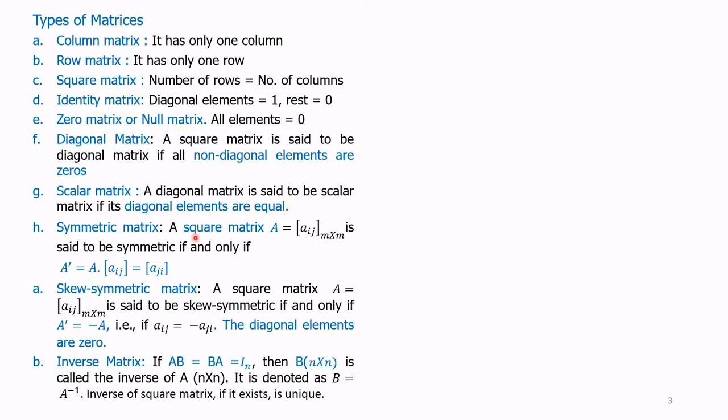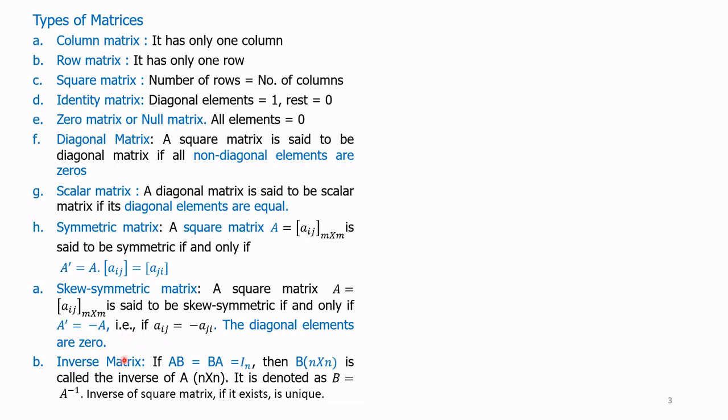Next is symmetric matrix. A square matrix is said to be symmetric if A dash is equal to A. That is aij is equal to aji, small a, that is elements. Skew symmetric matrix. In skew symmetric matrix, A dash is equal to minus A, whereas in symmetric matrix, A dash is equal to A. In skew symmetric matrix, the diagonal elements are 0.